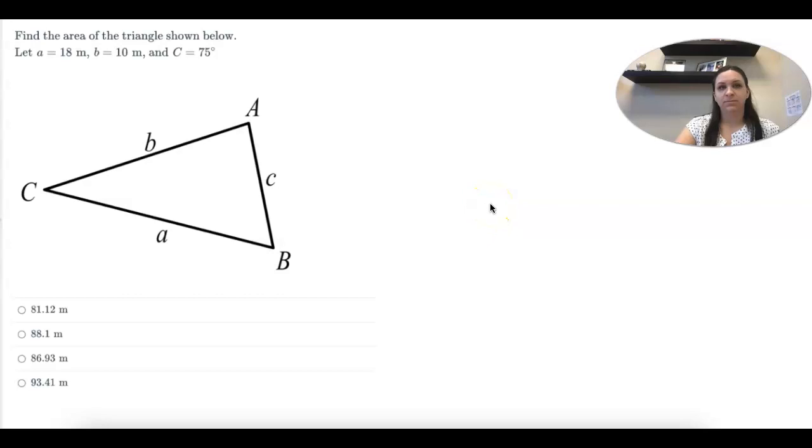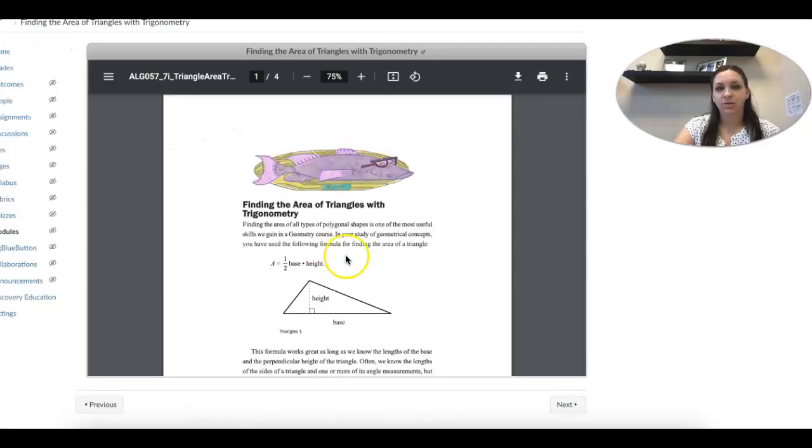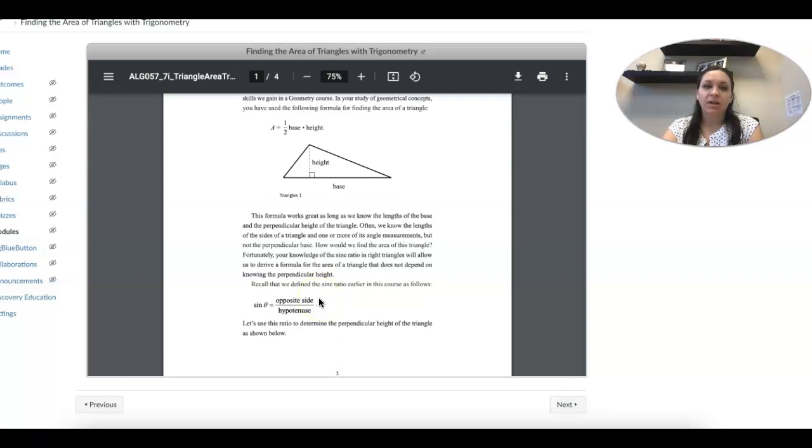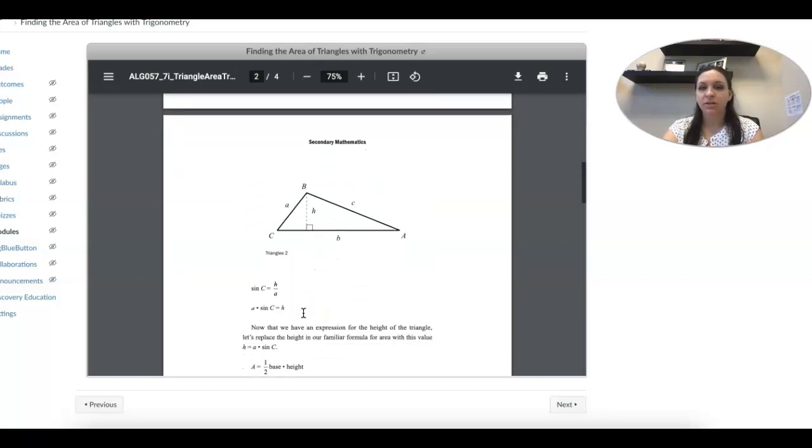Hi guys, this section is finding area using the sine function. If you go to the textbook on Canvas, it shows the proof for you. We know the area of a triangle is 1/2 times the base times the height. And if we make a right triangle, sine is the opposite over hypotenuse.